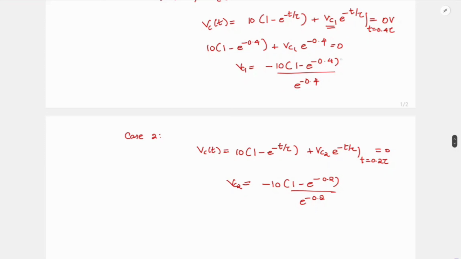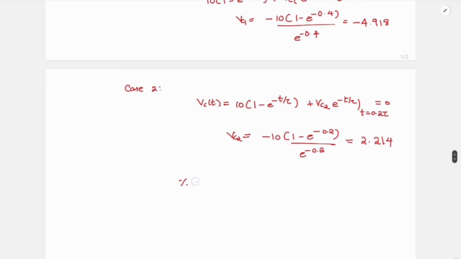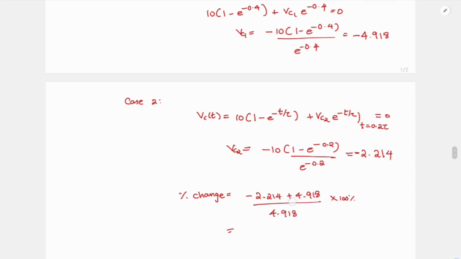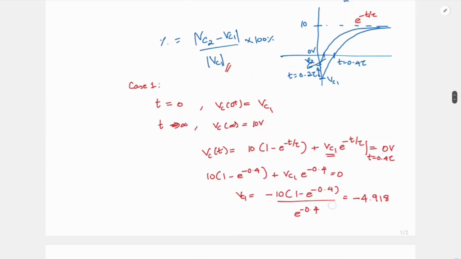Okay, so let us quickly calculate this using a calculator. So this comes to minus 4.918 and this one is minus 2.214. So now we can calculate the percentage change. So this is going to be equal to minus 2.214 plus 4.918 by 4.918 into 100%. So if we calculate this, it comes to 54.98%. So this is your answer.